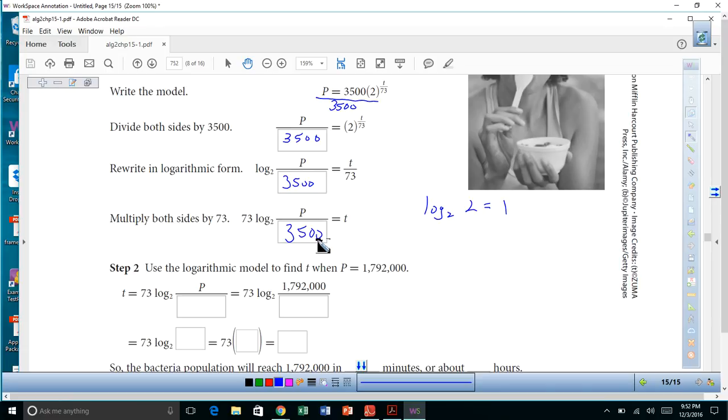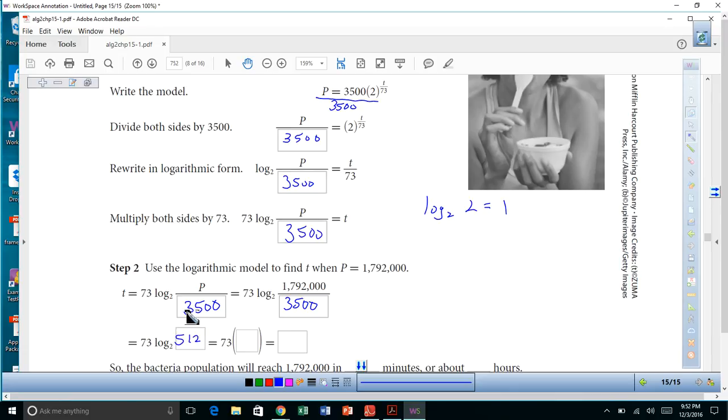Now use the logarithmic model to find t where P equals 1,792,000. So t equals 73 log base 2 of P over 3,500. We're going to put the 1,792,000 in for the P. And then 1,792,000 divided by 3,500, I think that's about 512.